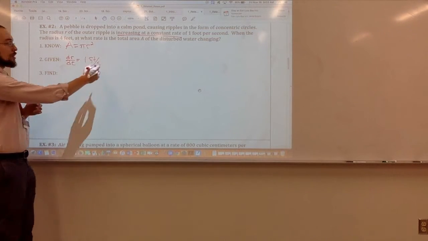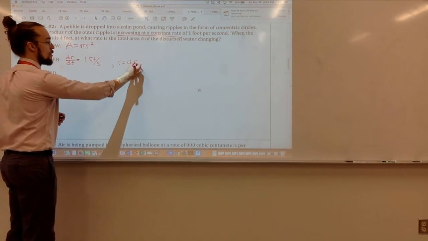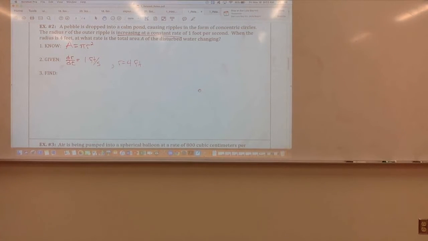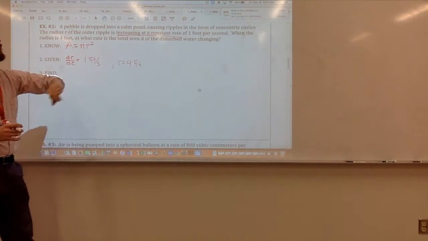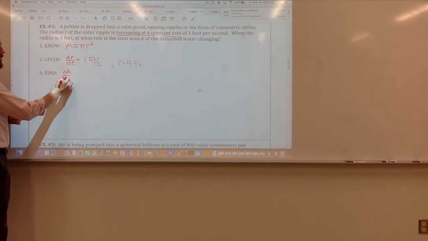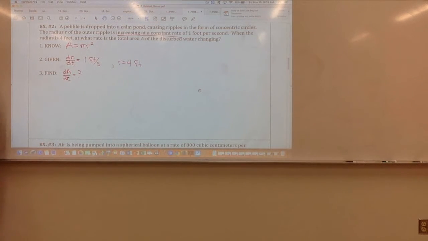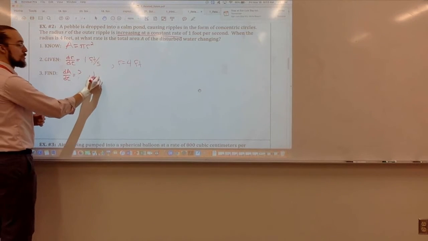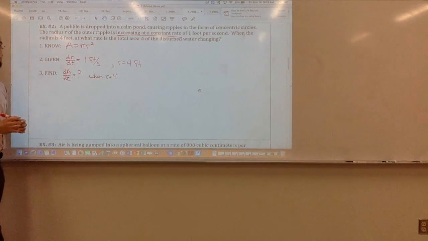What else? We want to figure out what's going on at the instant when r equals 4, when the radius is 4 feet. So my goal is to find the rate at which the area is changing. So what I want to find is dA/dt at the instant when r equals 4. So what we want to do is take the derivative of our function, and then we'll just plug in what we know. So how do I take the derivative of A equals pi r squared?